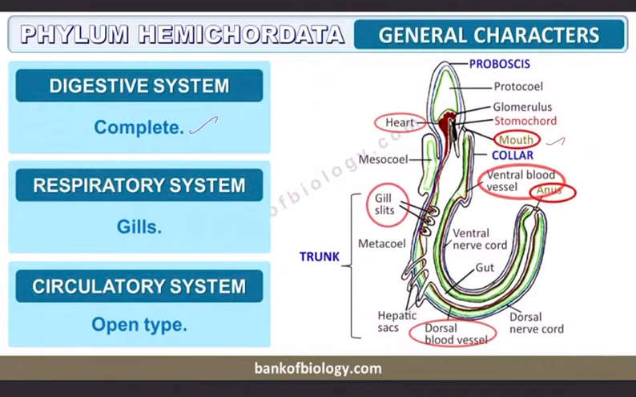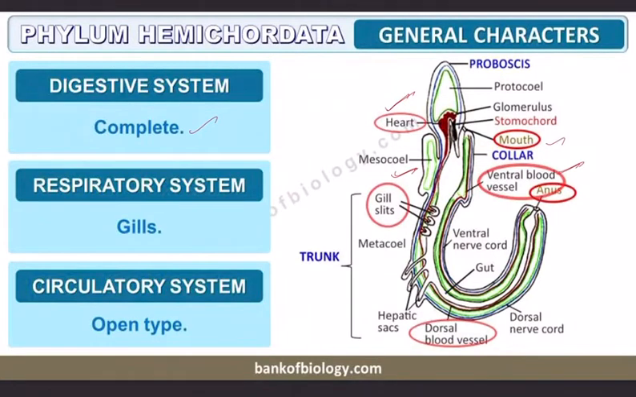And where do you see them? All of them are marine, exclusively marine animals. As we were saying, we see them in the seas and oceans. What about the digestive system? It's a complete, well developed digestive system. As you are seeing, there is a mouth, and then the gut. You can see the whole coelom is filled with the digestive tract. Respiration is through gills and gill slits, the presence of gill slits.